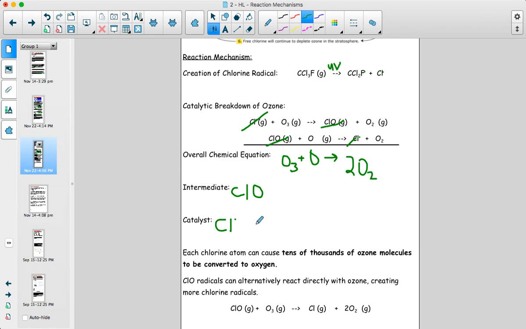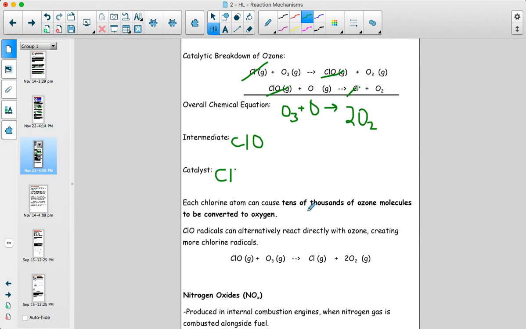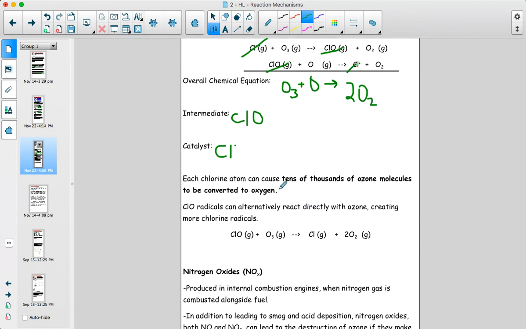And so overall, the concentration of chlorine is not changing. So a catalyst does not get used up by a reaction. It doesn't mean it's not involved in the reaction mechanism. In fact, it really has to be involved in the reaction mechanism to have an effect. But you'll see it sometimes in reaction mechanisms, and you can spot a catalyst as something that gets used initially and also reproduced later. So that's how I know that the chlorine is acting as the catalyst here. Each chlorine atom can catalyze the breakdown of tens of thousands of ozone molecules, which is why these chemicals that were used for a long time had such a major impact on the ozone layer.